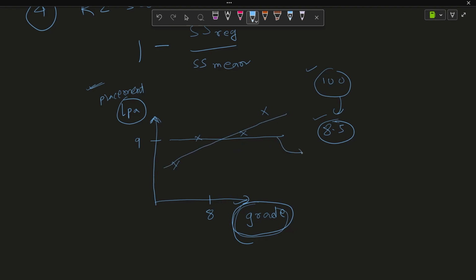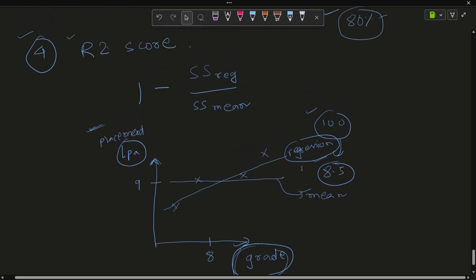So this is the mean. This is the easiest way. It doesn't add any information, just telling the mean of things, and this is the regression line. It is adding more information. You are able to tell that if you maintain a 9 grade in total semesters, you will be able to get a 10 LPA job. So this is the mean, this is the regression. That's how R2 score works.